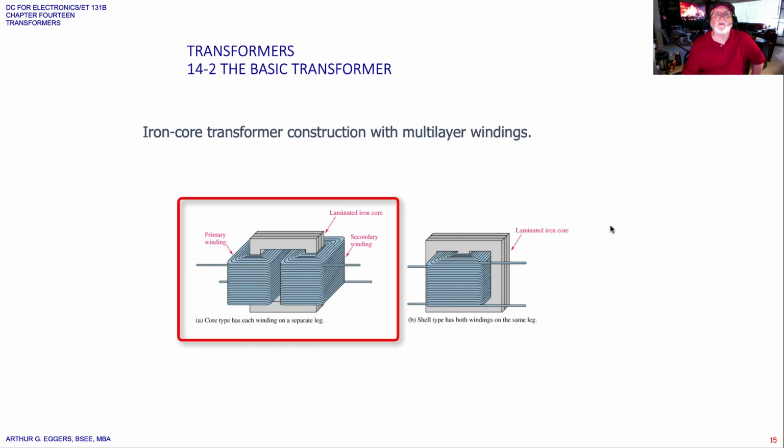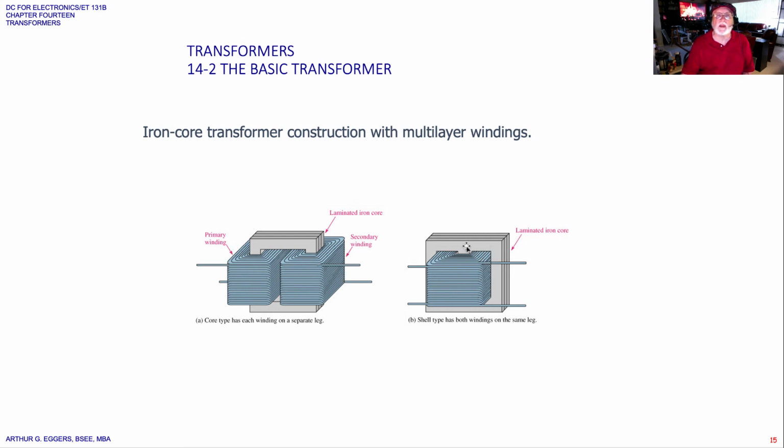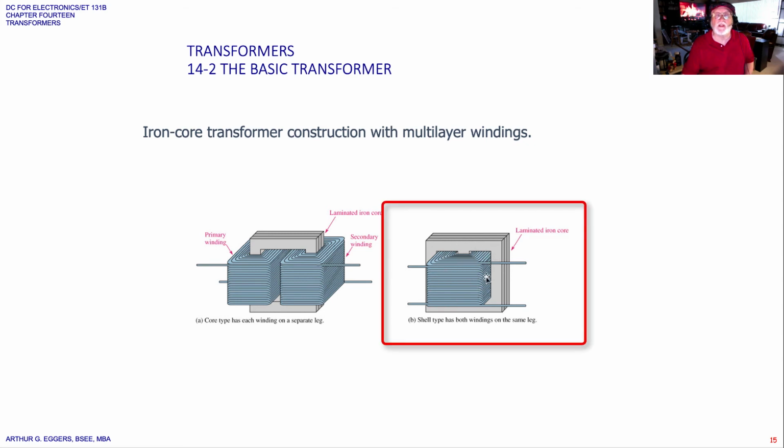An iron core transformer construction with multi-layer windings is going to look something like this. You can see we've got a laminated iron core that the windings are wrapped around, primary 1, secondary 2, or we can put them overlapping each other as shown in this explanation here. In the shell type, both windings are wound on the same leg, where here we have them wound on separate legs.